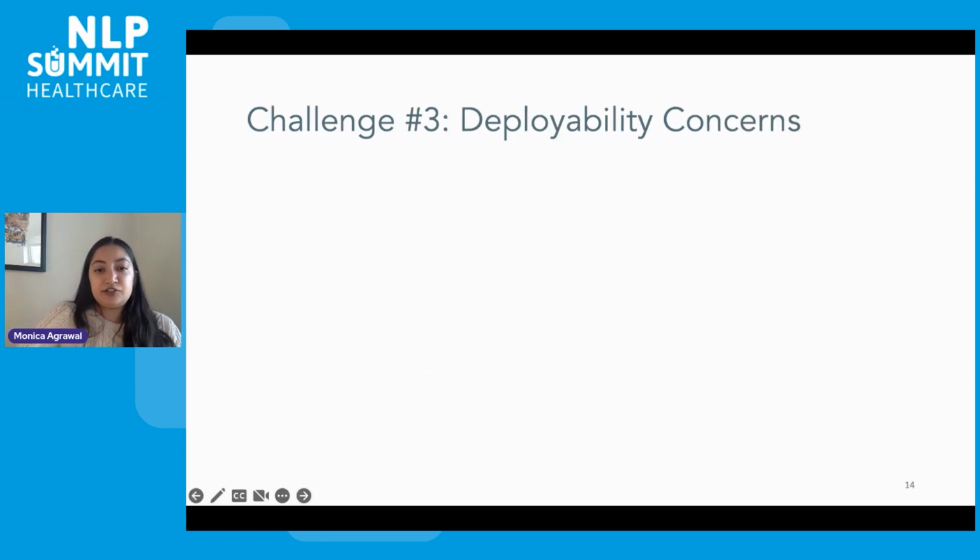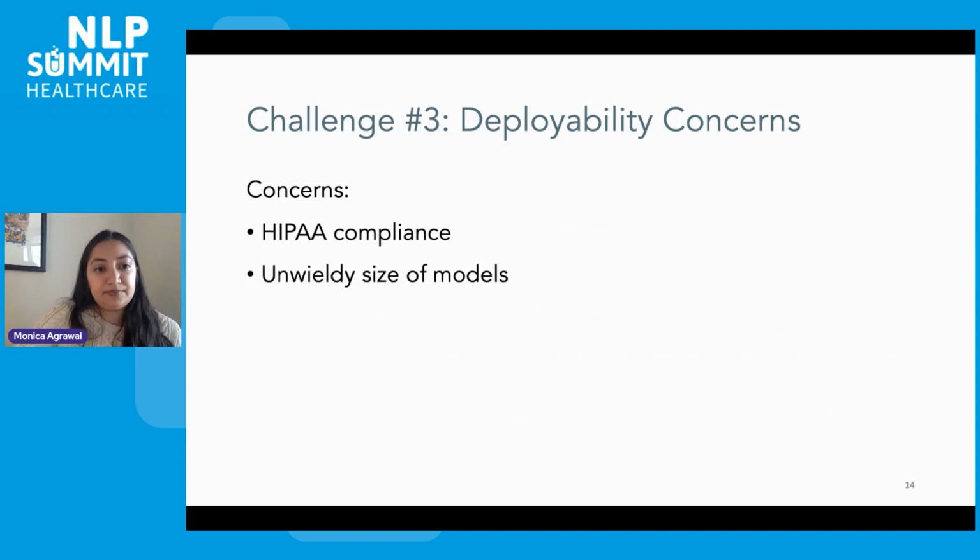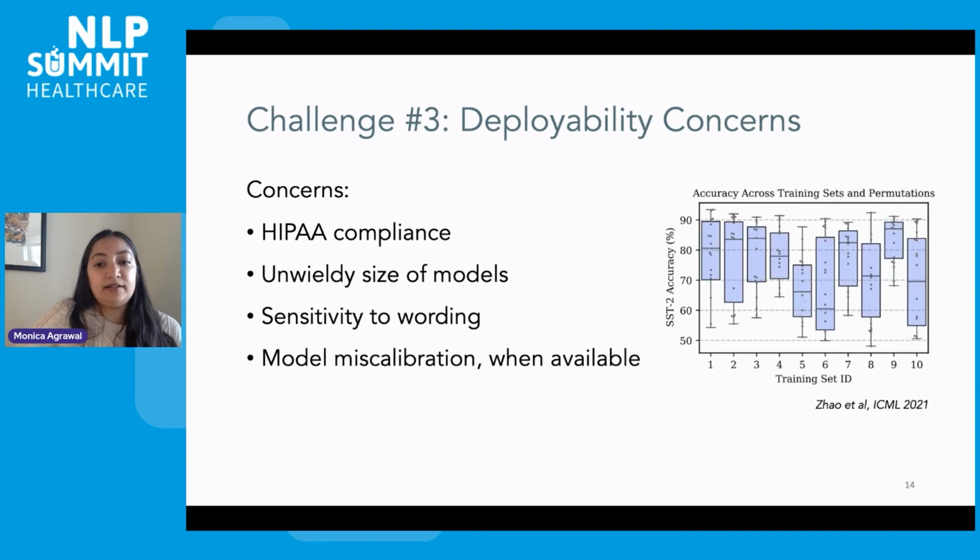The third challenge is deployability concerns. These are concerns like HIPAA compliance and the unwieldy size of models, and these are things that are actively changing at the moment. But also things like sensitivity to wording. The exact wording of the prompt has been shown to lead to really different results, as well as model miscalibration when the calibration probabilities from the model are available, which is not true for many open source models today.